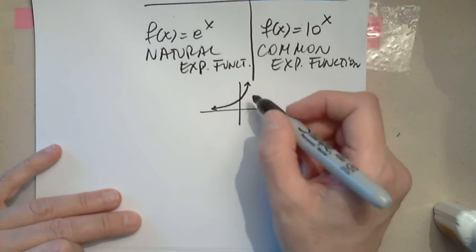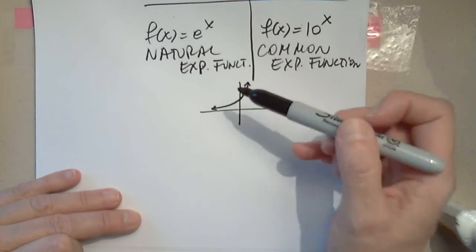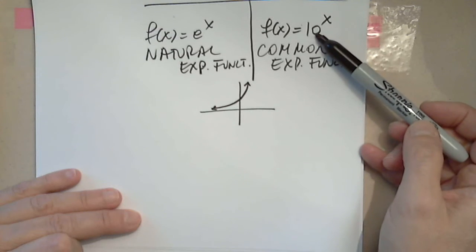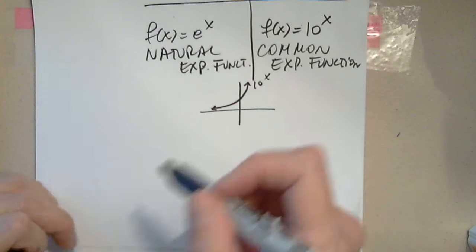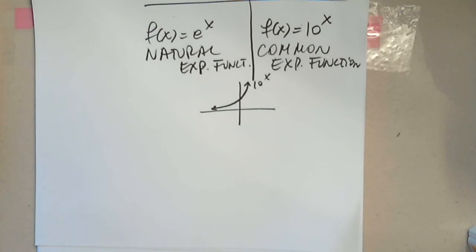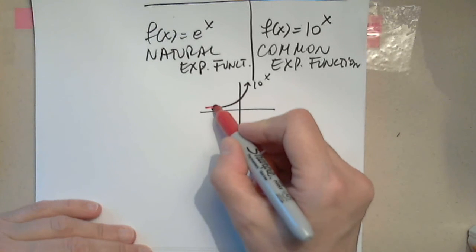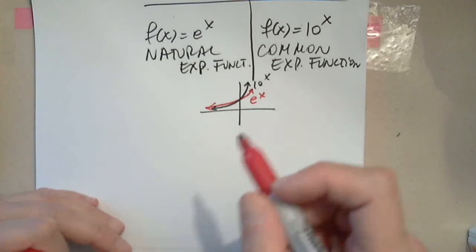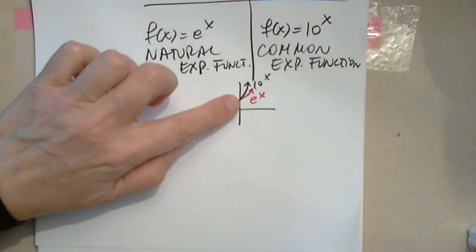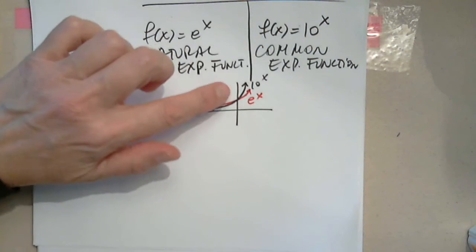One of them will be closer to the y-axis, which is base. The higher the base, the closer to the y-axis. So this will be 10 to the x. And the other one will be slightly further away from the y-axis. The red one is e to the x. Same shape, same cross, because when x is 0, still this is 1.